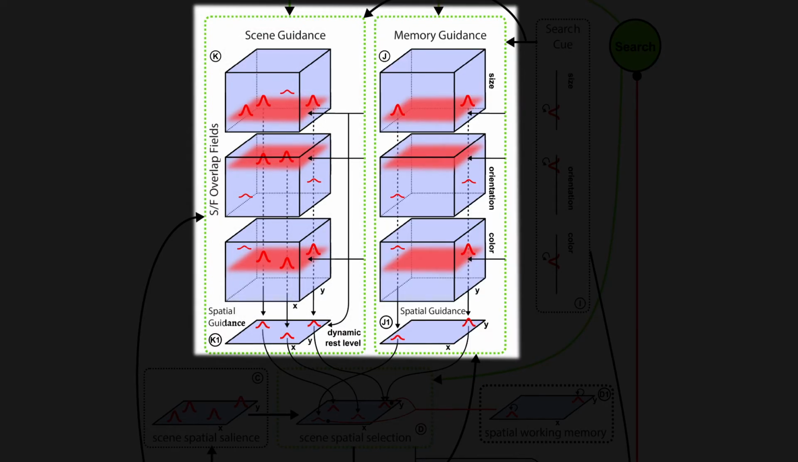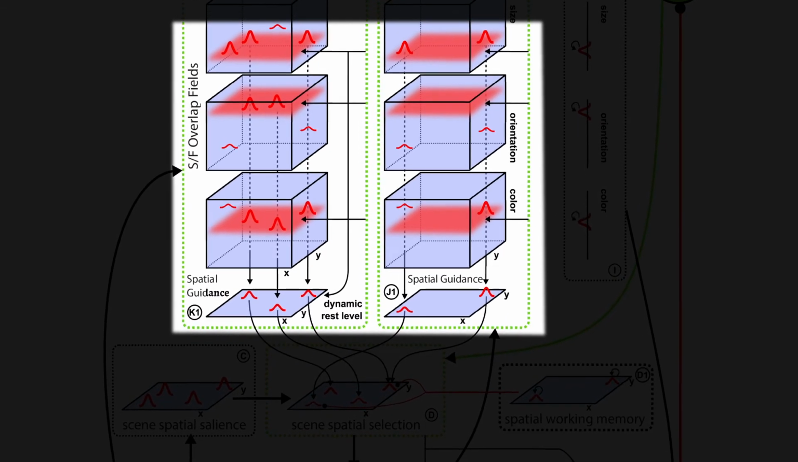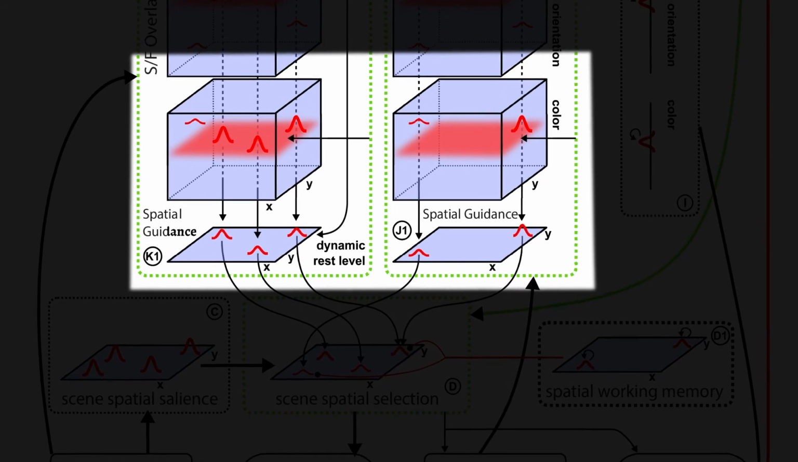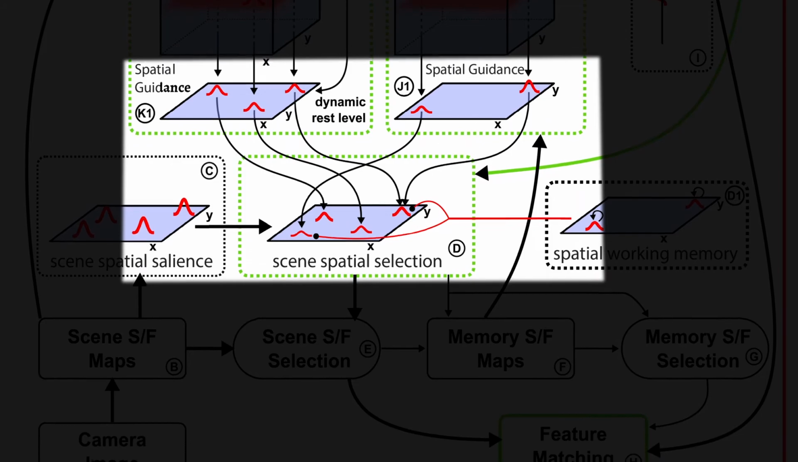Each of these components includes three-dimensional space feature overlap fields which combine sub-threshold input from the scene maps or the memory maps with feature input from the search queue. Super-threshold peaks emerge at locations where there is overlap between the queued feature values and the scene or memory. These peaks are projected into two-dimensional spatial guidance fields which bias attention selection in the scene spatial selection field.